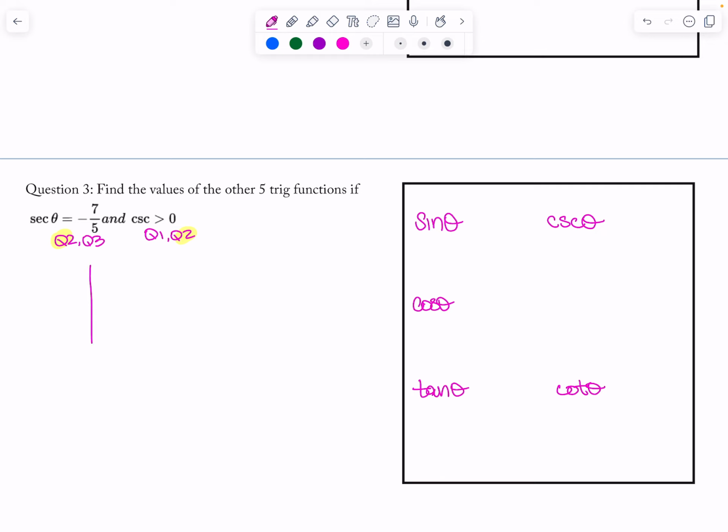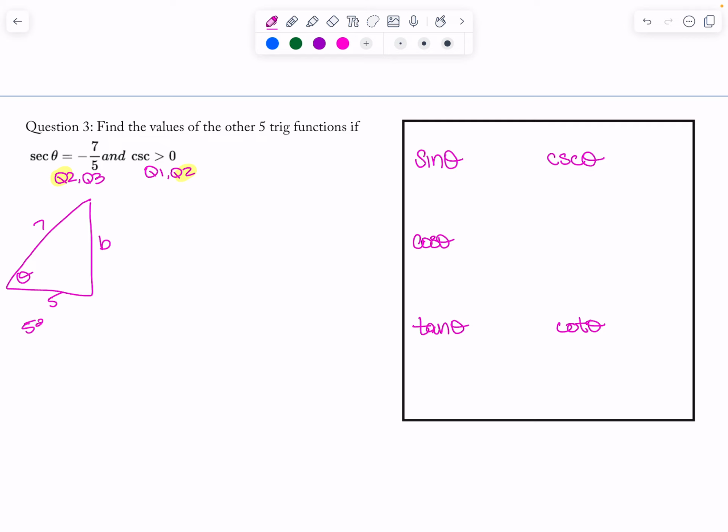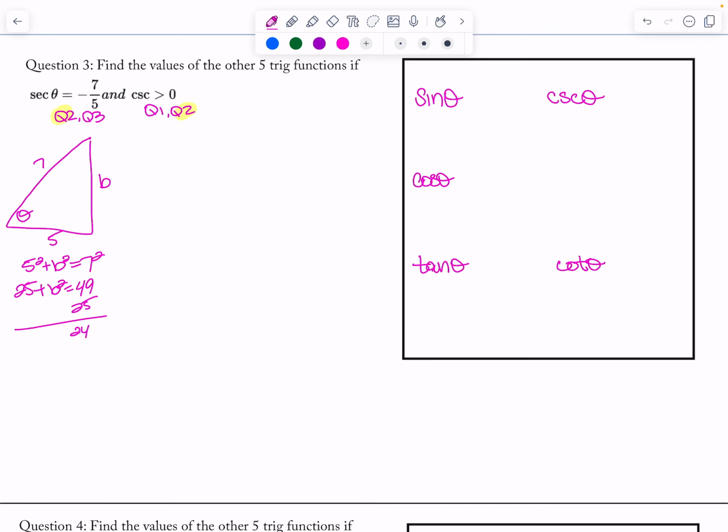Okay, and so I want my theta, my hypotenuse is 7, and my adjacent is 5. So I'm looking for not my A side, my B side. I guess it doesn't matter. So 5 squared plus b squared is equal to 7 squared. 25 plus b squared is equal to 49. Subtract 25, so I get 24 is equal to b squared. So b is equal to the square root of 24. And so b is equal to root 4 times root 6. So b is 2 root 6.